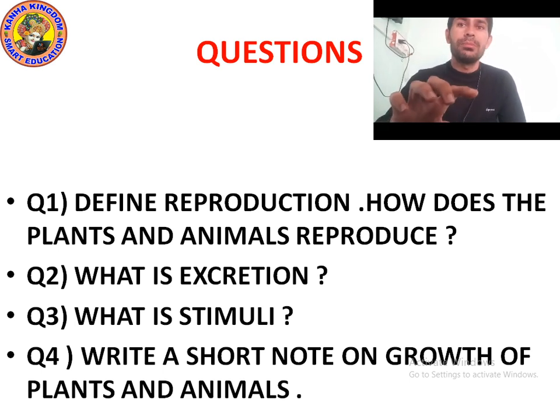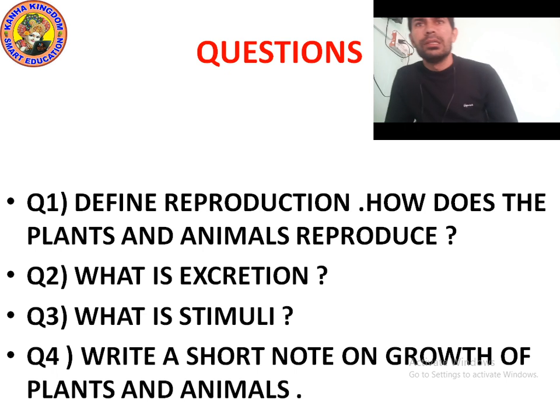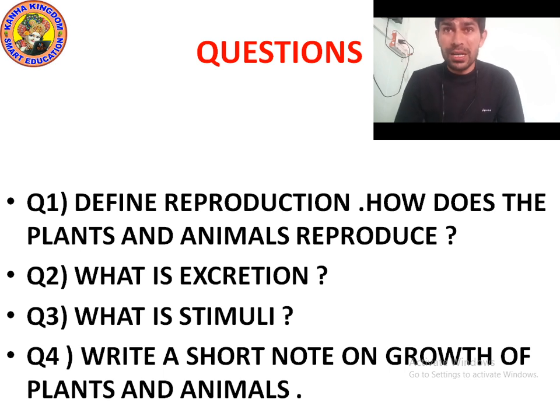Question number four. Write a short note on the growth of plants and animals. If we talk about growth, the young ones of living organisms grow or increase in size as time passes. Like plants, their seeds grow up and become mature plants in future. Animals, their babies grow up to become strong animals like their mom and dad.